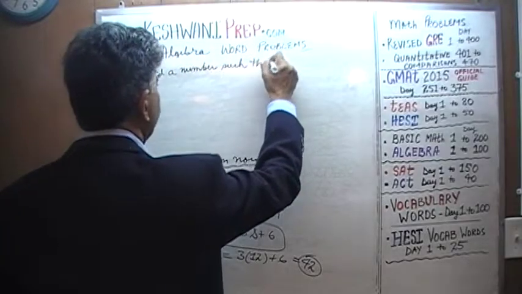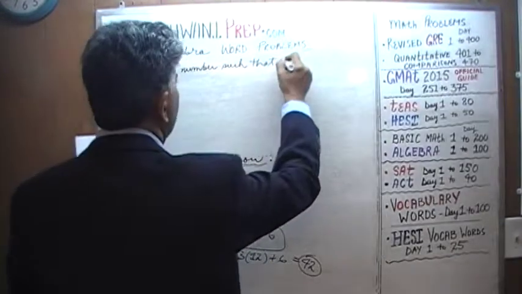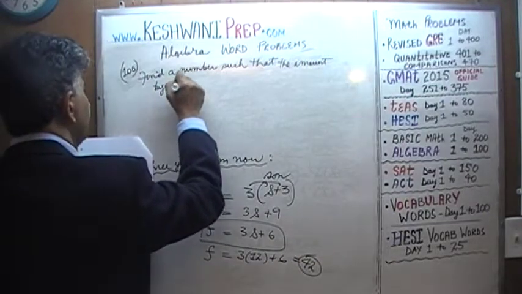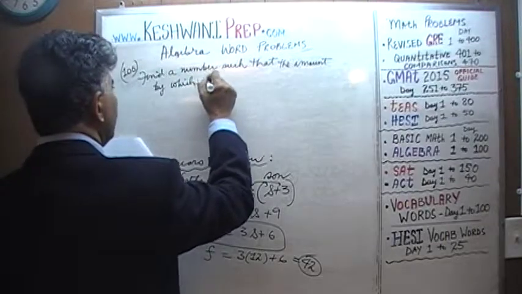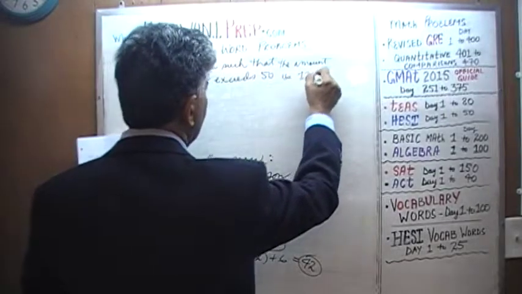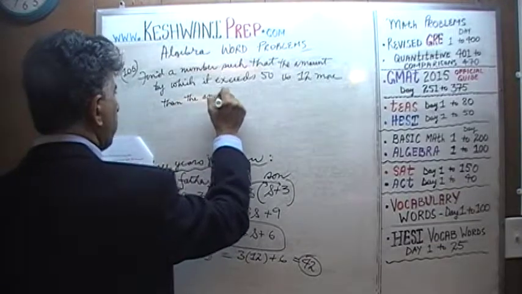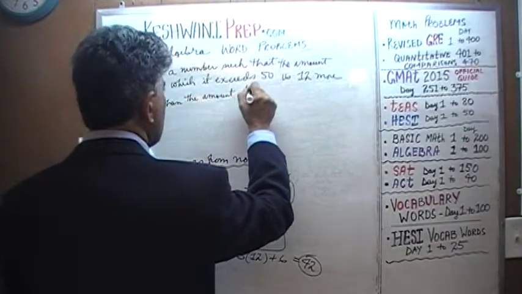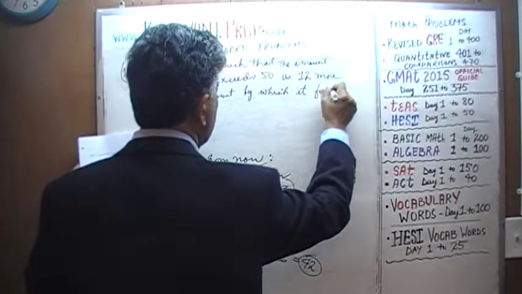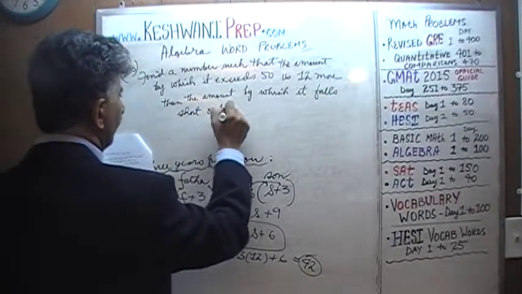Find a number such that the amount by which it exceeds 50 is 12 more than the amount by which it falls short of 100.